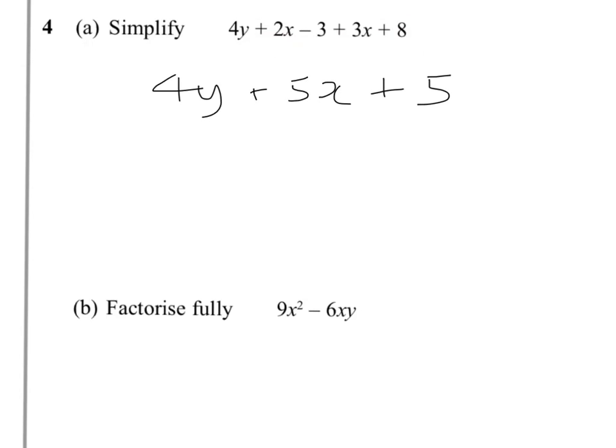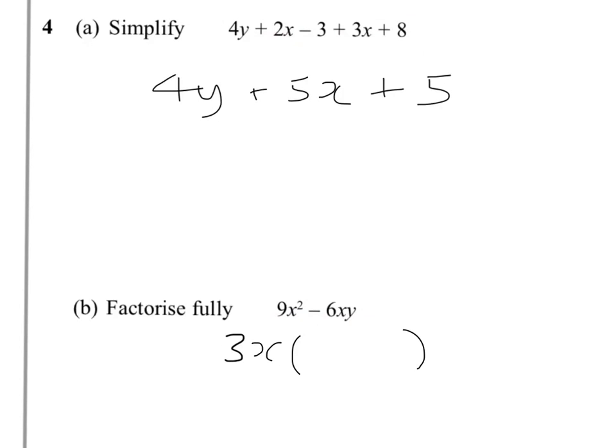On to factorising. So we've got 9x squared minus 6xy. So we look at the numbers to begin with. Is there any number that goes into 9 and 6? And the answer to that is yes. The answer is 3. And then we look at the letters. Is there any letter that goes into x squared and xy? And the answer to that is yes also. There's an x that goes into x squared and xy. So we put that on the outside as it's in both terms.